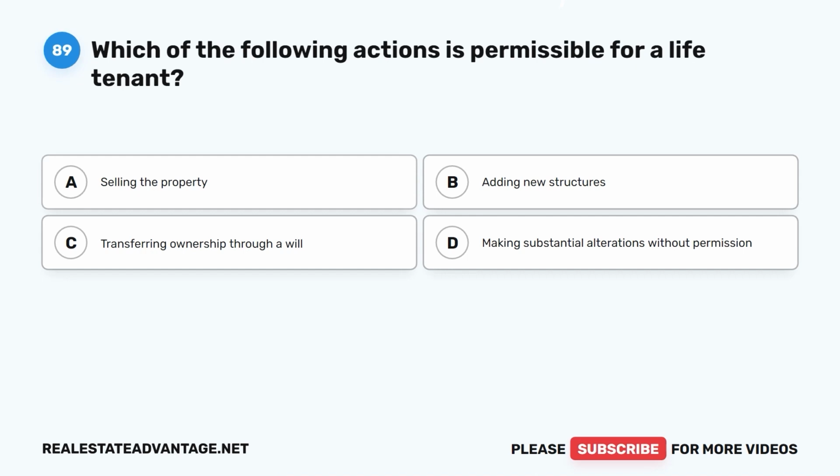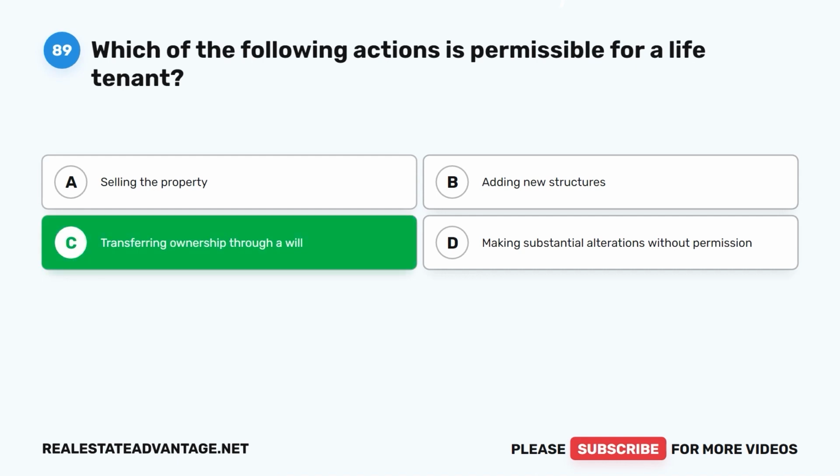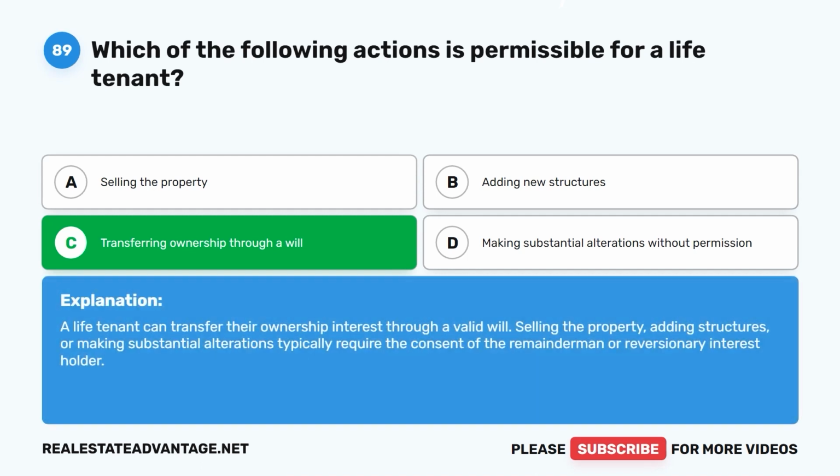Question 89. Which of the following actions is permissible for a life tenant? A. Selling the property. B. Adding new structures. C. Transferring ownership through a will. D. Making substantial alterations without permission. The correct answer is C. Transferring ownership through a will. A life tenant can transfer their ownership interest through a valid will.